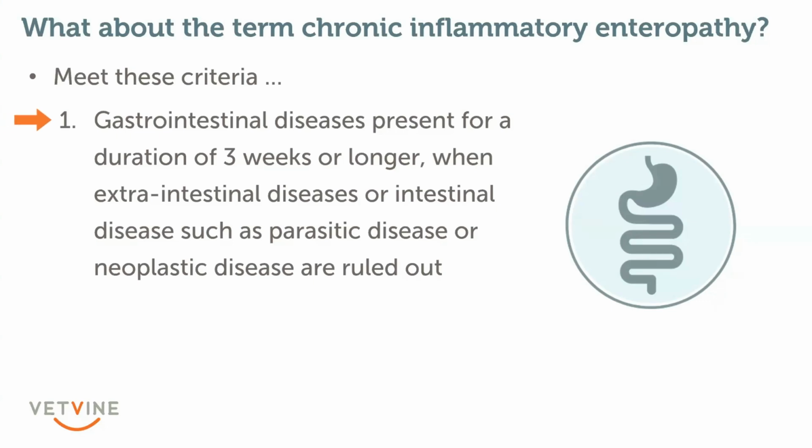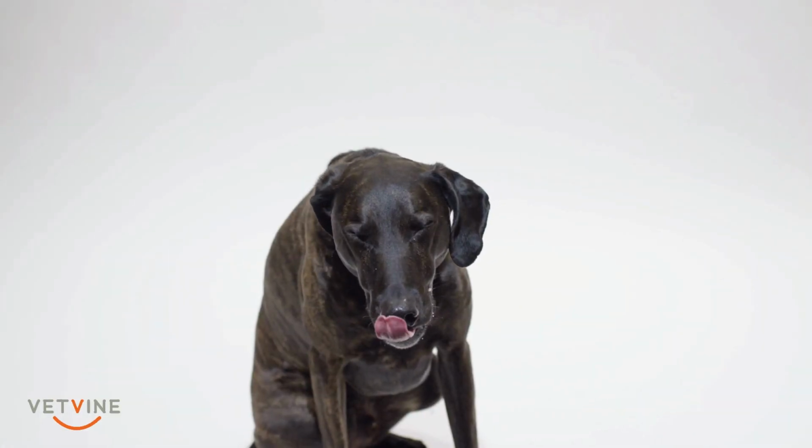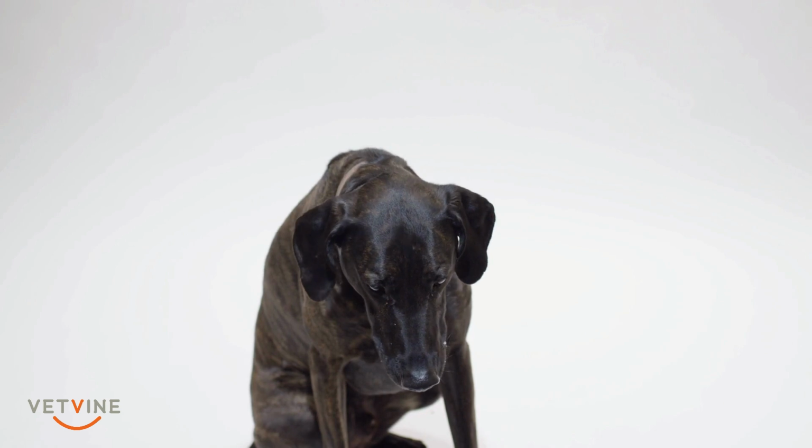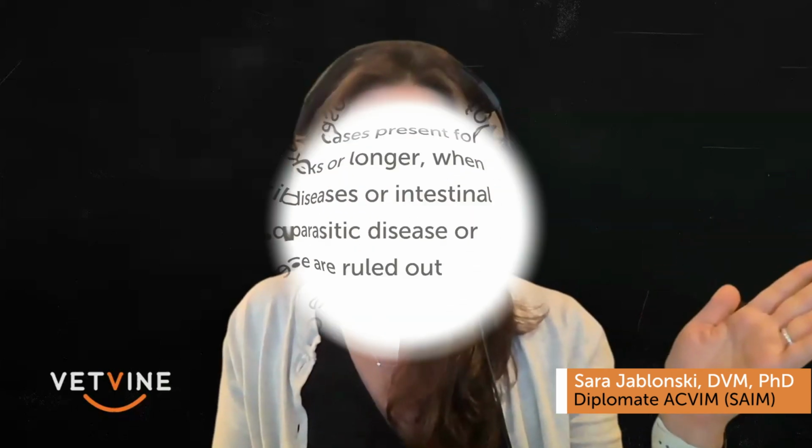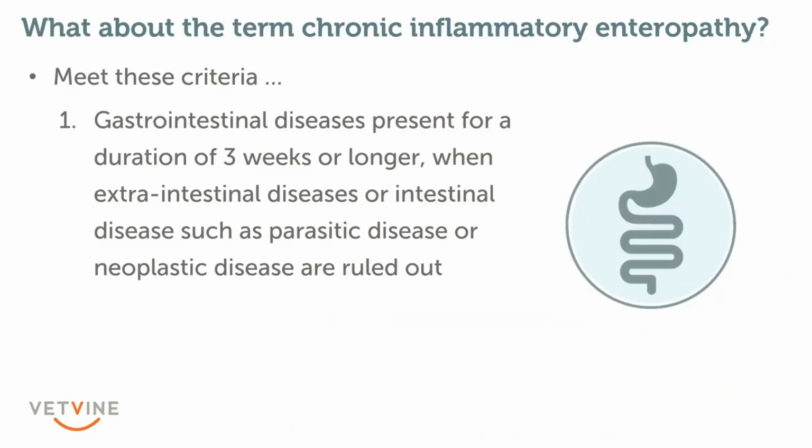weeks or longer. So that means clinical signs supportive of GI disease, like vomiting and diarrhea and weight loss and changes in appetite. And then you've reasonably excluded obvious other causes like parasitic disease and neoplastic disease. And then that number one, you could say that and call it a chronic enteropathy.